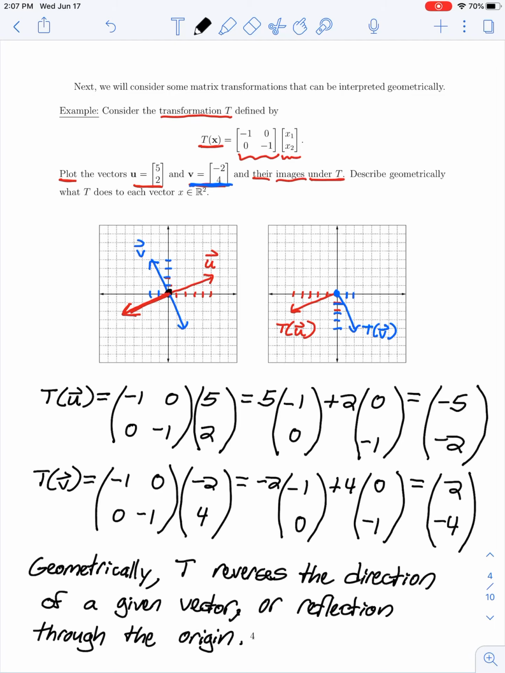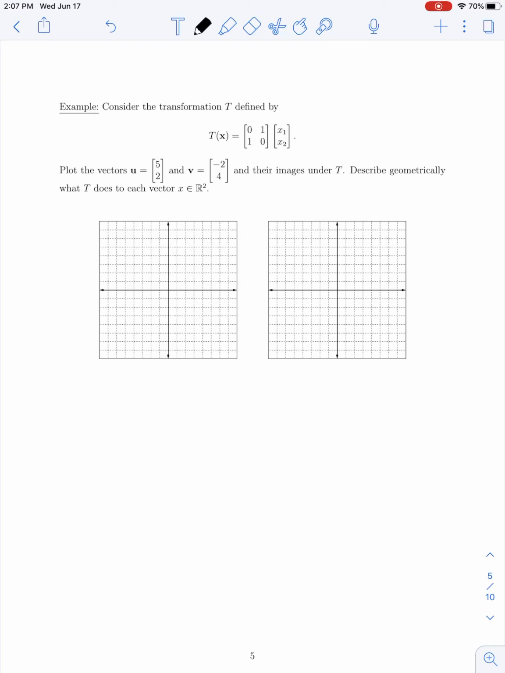All right. So let's look at some other examples with geometric interpretations. For our next example, we have a transformation T, which is defined by T of x is equal to the matrix 0, 1, 1, 0 times the vector x, whose components are x1, x2. So similar problem here. Again, we want to plot the vectors u, which was 5, 2, and v, which is -2, 4, and their images. So here, let's look at the vector 5, 2.